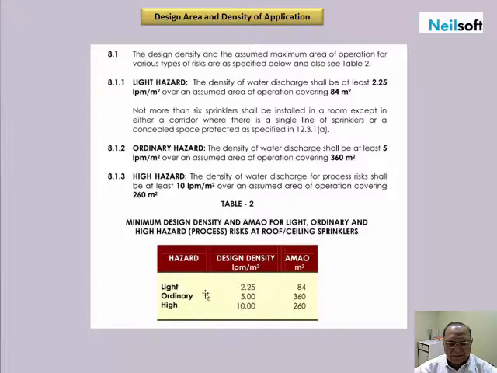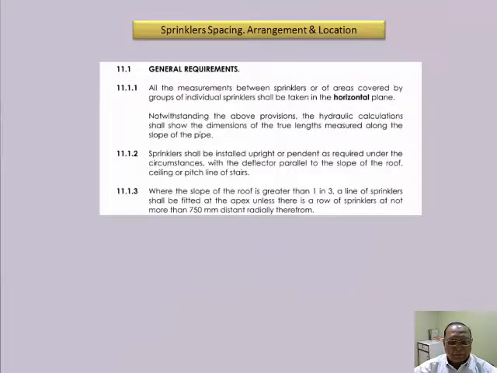This is the summary of what we have seen over here. Light hazard density 2.25 liters per meter square per minute and 84 square meter area. Similarly, those things are explained over here. What we see is the general requirement. What is the general requirement?